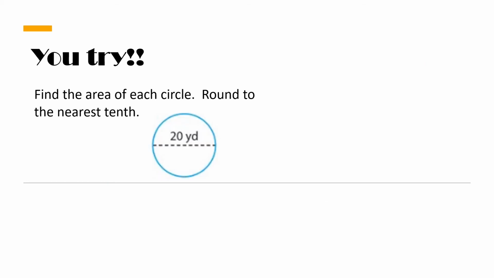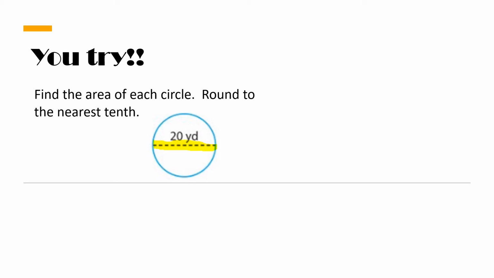All right, time for you to give it a shot. So we're going to find the area of the circle to the nearest tenth. Now, because my example didn't have this in it, I want you to pay special attention to the fact that you're given a diameter. The formula calls for the radius.